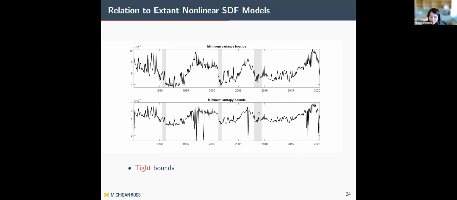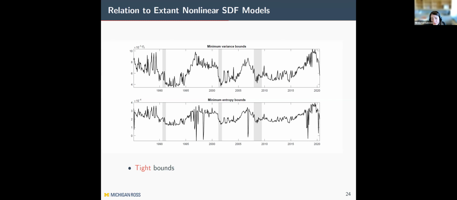Another comparison that I wanted to highlight is this idea that we do find theoretically that our approach is going to induce an upper bound on the Hansen-Jagannathan distance and the Hansen-Jagannathan bound. And empirically, we find this bound to be very tight, right? So here, I'm plotting in the top panel the minimum variance bound between our minimum variance positive polynomial stochastic discount factor and the non-negative minimum variance stochastic discount factor of Hansen and Jagannathan. So this positive part of the linear model. And you see that it's going to be very tight.